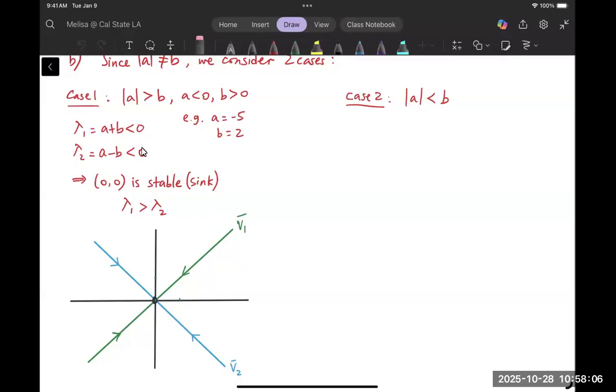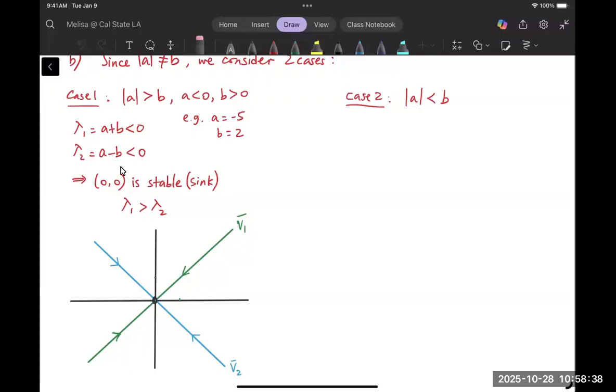So just using this A and B, we can see that A plus B gives lambda 1 negative, and A minus B is also negative. So both lambdas are negative. That means your fixed point, which is the origin, is a stable equilibrium or stable fixed point. And because they are both real numbers, we don't have a spiral, but we have what we call the sink.